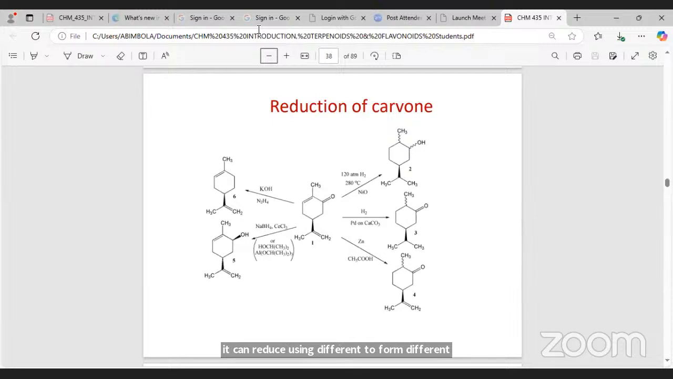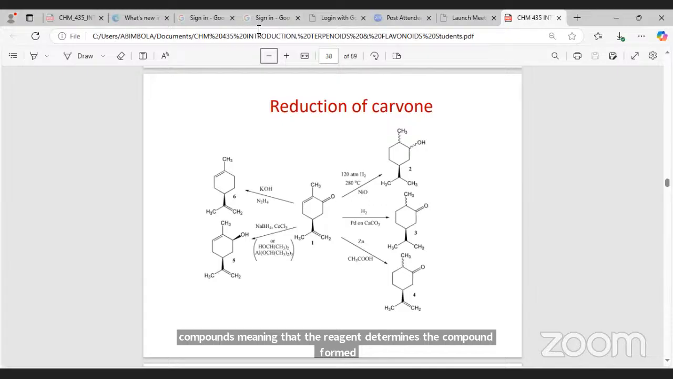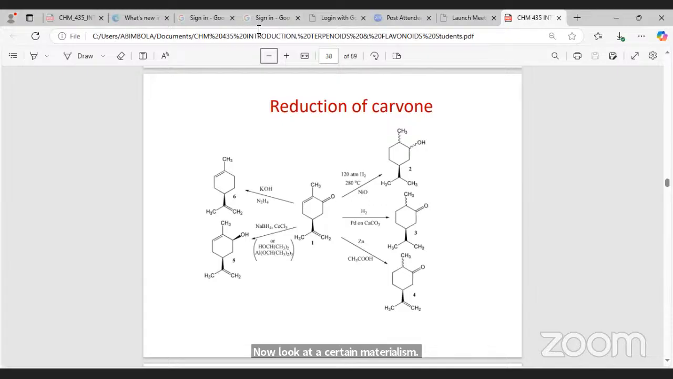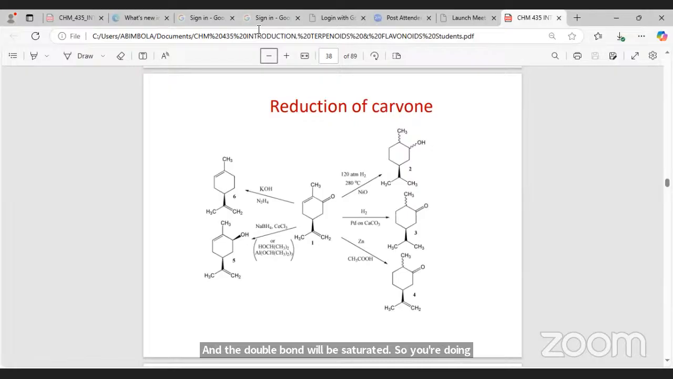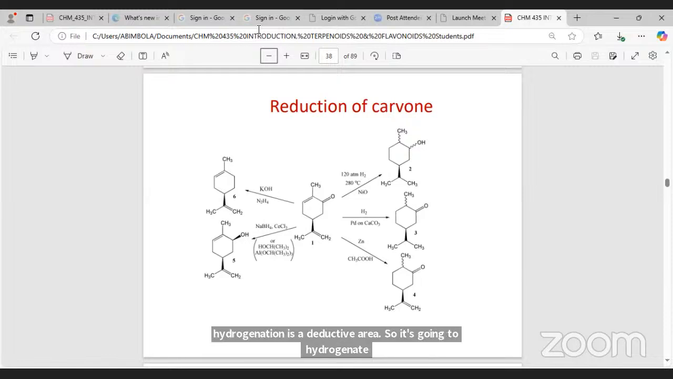Now look, our starting material is a carbon with the ONE, meaning that it is a ketone functional group. So when it is reduced using hydrogen at a very high pressure with nickel oxide, that ketone is going to form a hydroxy group, and the double bond will be saturated. So it's doing both hydrogenation and reduction, because hydrogenation is a reductive reaction. So it's going to hydrogenate the double bond and reduce the ketone to alcohol.